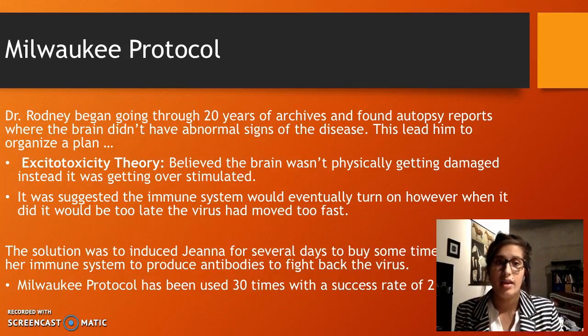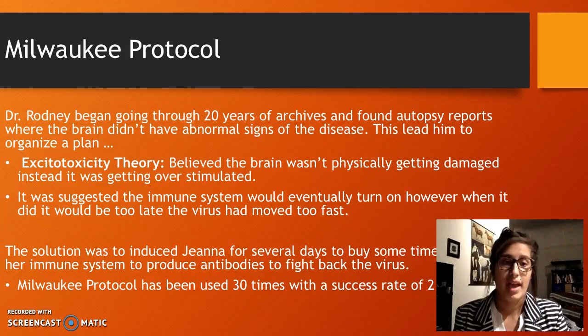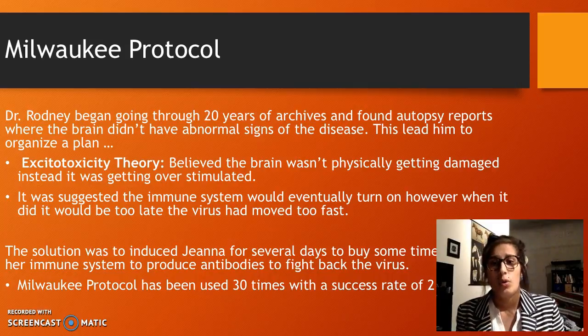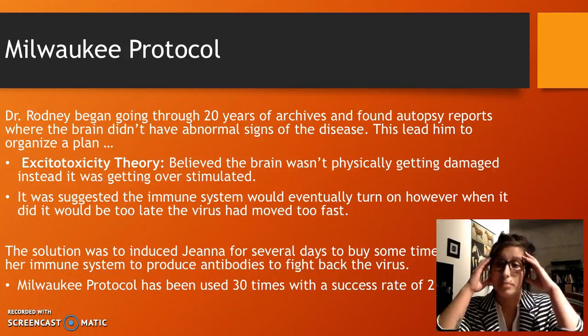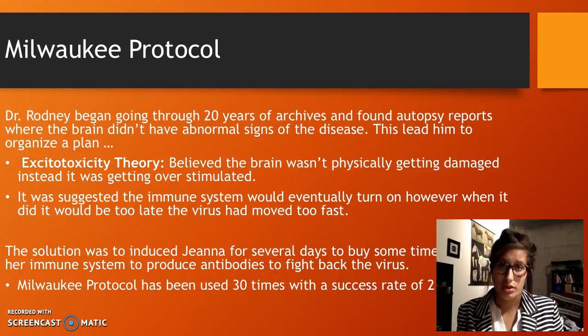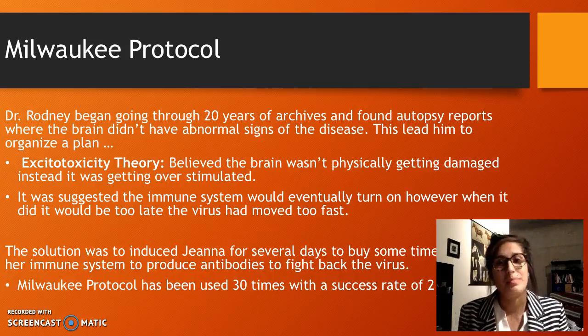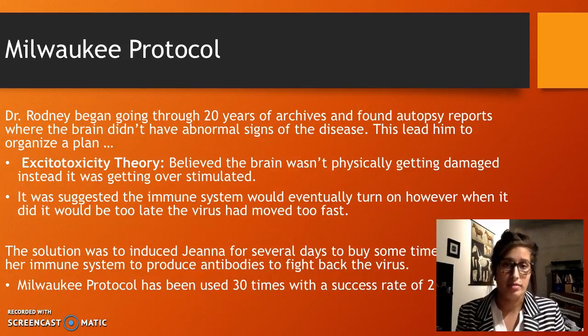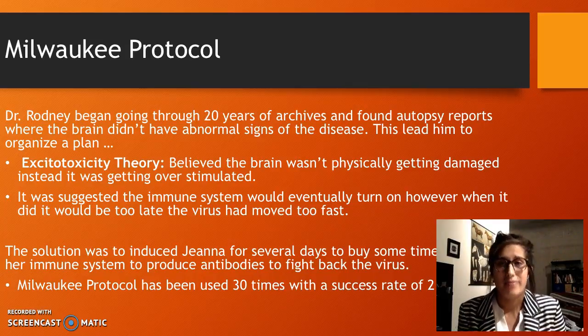This led him to organize a plan from the excitotoxicity theory, which holds that the brain isn't actually being damaged. What's happening is that the brain is being overstimulated. It also suggests that the immune system would eventually turn on. However, when it does turn on, the patient is already dead. So the solution was, let's buy Jeanna's immune system some time. Let's induce her into a coma for several days, control every body function, and see if her immune system will kick in, and let's use some antibiotics to fight back the virus.